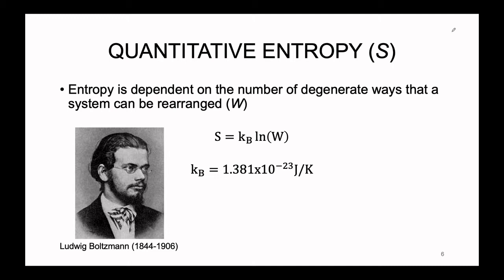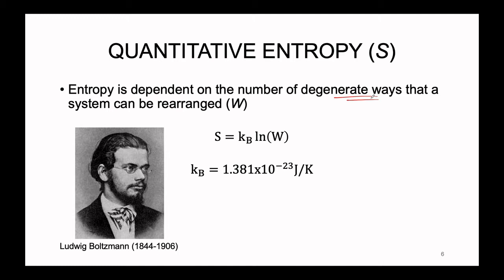So let's talk about the man who discovered entropy and started quantifying it for the first time. Ludwig Boltzmann, who lived from 1844 to 1906, was the man who started putting numbers to this concept of entropy, where entropy, he found, is dependent on the number of degenerate ways that a system can be rearranged. Right, so again, it's all about the odds. How many places can, let's say, those 52 cards exist after you throw them in the air? Well, they could fall anywhere on the floor, so what are the odds that they would land in any one particular place?